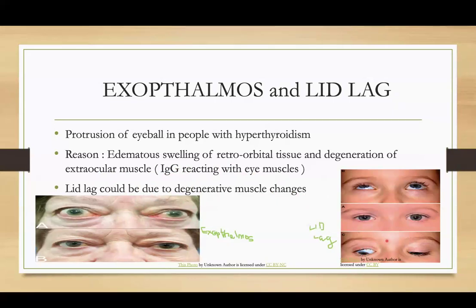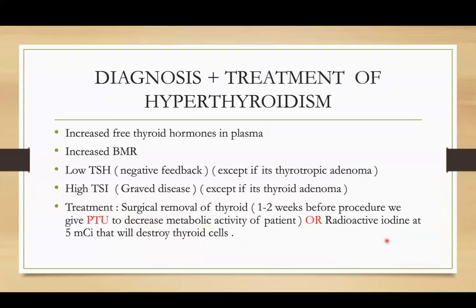So basically, this is lid lag. So how do you diagnose and treat hyperthyroidism? You should already know the diagnosis part. It's super simple because obviously if you have hyperthyroidism, you're going to have increased free thyroid hormones, so increased T3 and T4. You're going to have increased BMR, again, it's one of the B's.